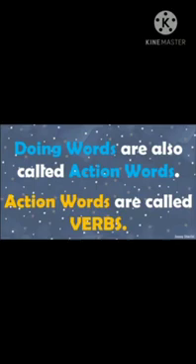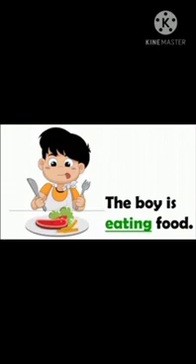Okay students, let's move on to some examples. Look at the first one. The boy is eating food. Revise with me. The boy is eating food. I highlighted eating with green ink because eating is the action of the boy. In this line, eating is an action word. Look at the next one. The girl is sleeping. Revise with me. The girl is sleeping. Sleeping is an action verb.